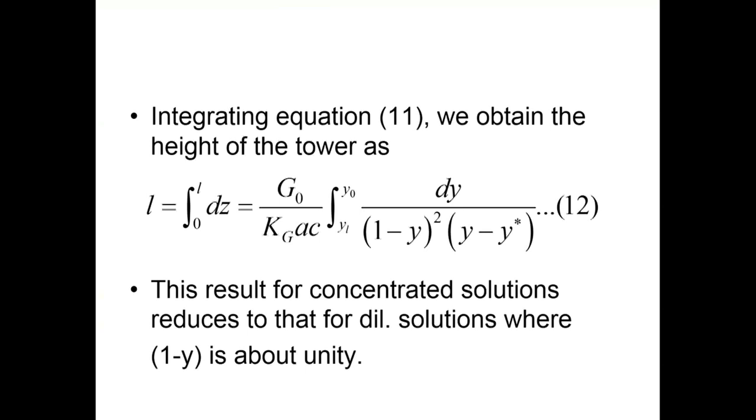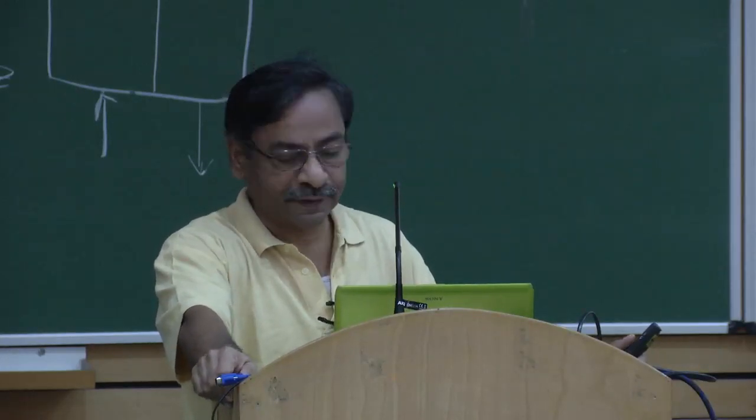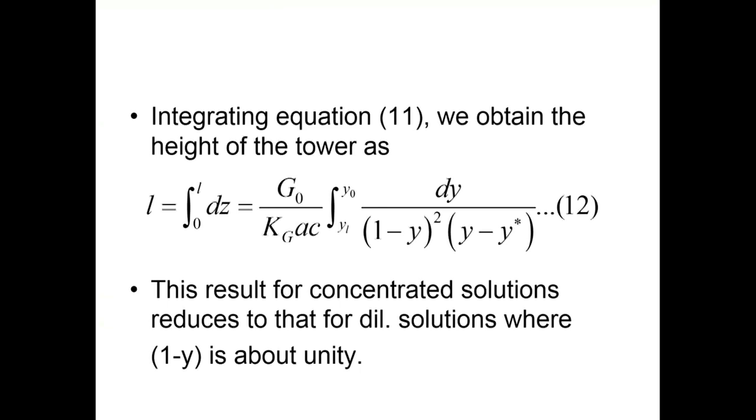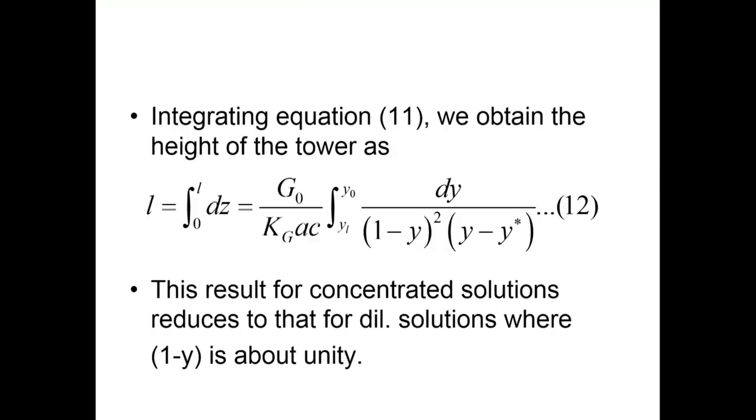So, the height of tower should come out to be the following: G0 by kG a C and integral from yL to y0 dy by (1 minus y) bracket squared into (y minus y star). If we once again try to see the limiting form of this for dilute vapor, for small y0, y will be small compared to 1. So, 1 minus y squared will be approximately 1. So, the height of the tower for concentrated vapor system also reduces to that for the dilute vapor case.